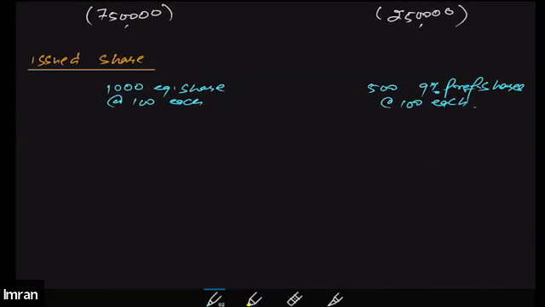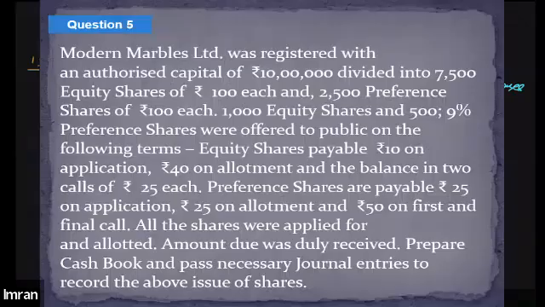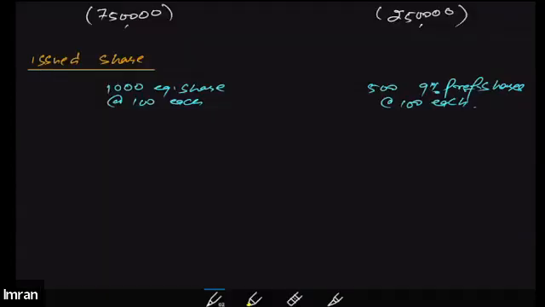Okay. Now question tells us that for the equity share issued, we will be receiving rupees 10 on application, 40 on allotment, and balance in 2 calls of 25 each. So that means in case of equity shares, on application we will be receiving 10 rupees. On allotment, we will be receiving 40 rupees, and balance in 2 equal installments.